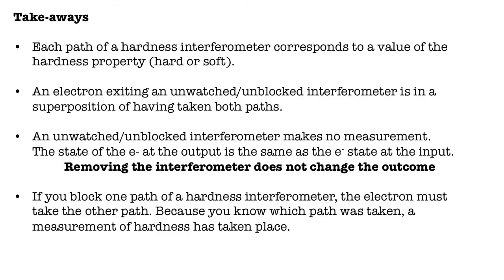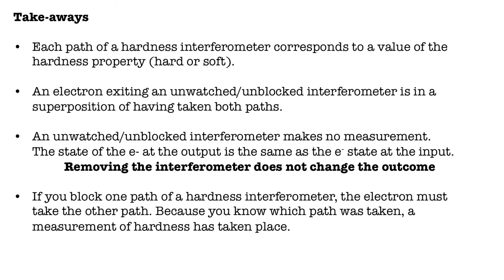So here are the main takeaways that I take away from the experiments we just looked at. Okay, each path of a hardness interferometer corresponds to a value of the hardness property, either hard or soft. So there's a hard branch of the interferometer and a soft branch of the interferometer. But an electron that exits an unwatched and unblocked interferometer is in a superposition of having taken both paths. And therefore, an unwatched, unblocked interferometer actually makes no measurement of hardness if it's a hardness interferometer.